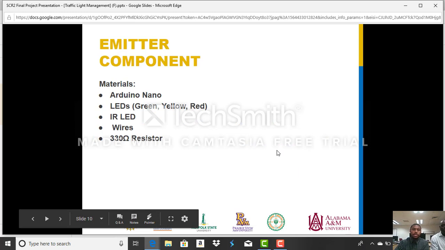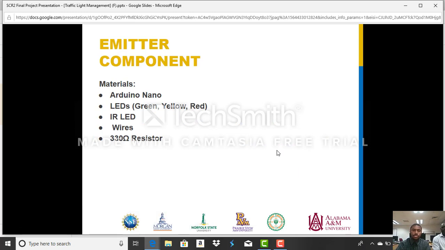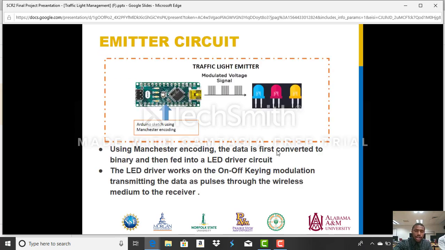Okay, for the emitter components, we use an Arduino Nano, a green, yellow, and red LED, as well as an infrared LED, jumper wires, and a 330 ohm resistor. So here you can see our emitter circuit. First, we loaded our Arduino sketch, which was made using Manchester encoding, onto an Arduino Nano.